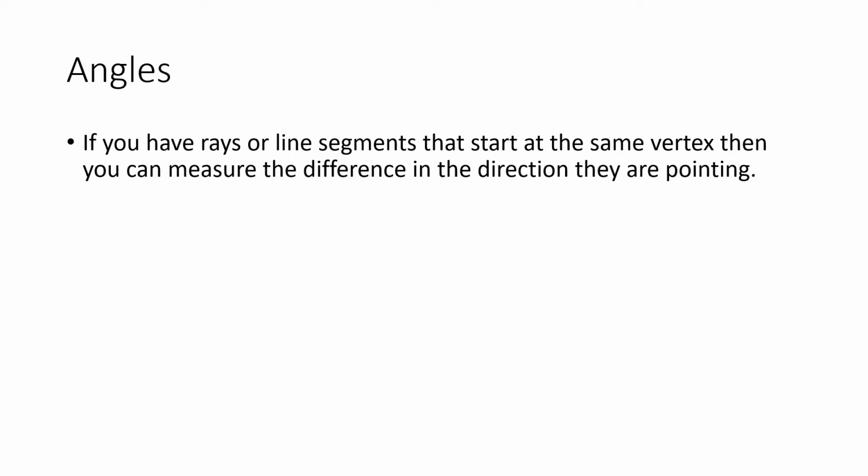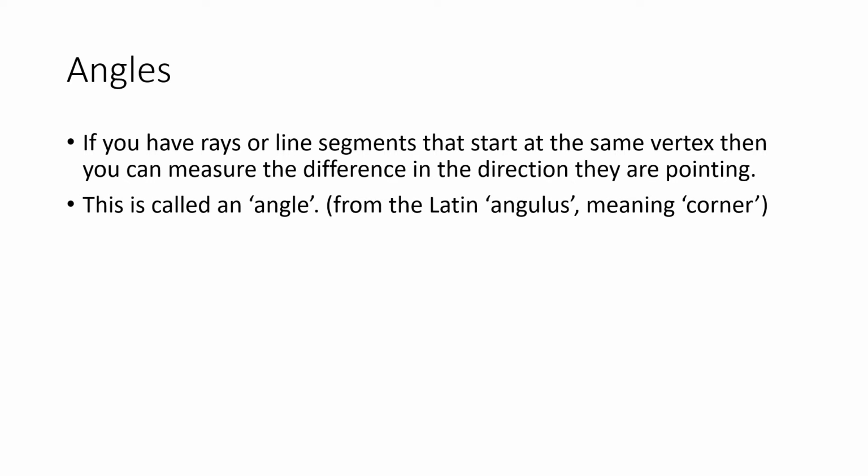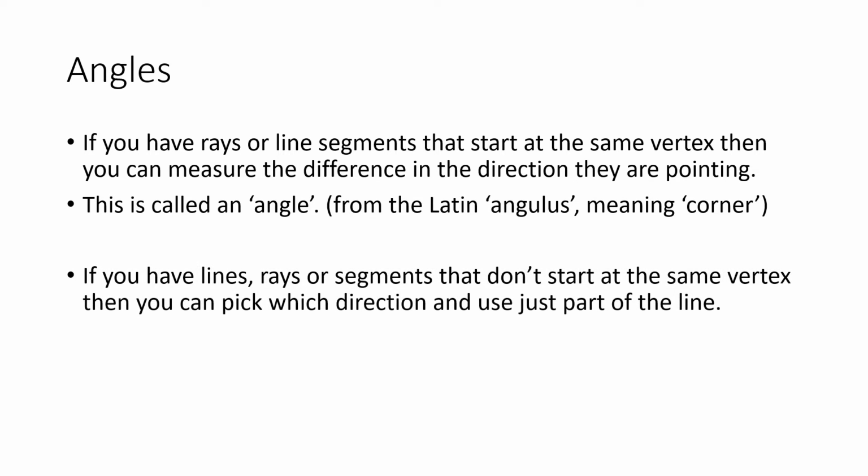Okay, angles. If you have ray line segments that start at the same vertex, then you can measure the difference in the direction they're pointing. So in other words, technically, angles only apply to ray line segments, not actual lines themselves. This is called an angle from the Latin word angulus. But although it doesn't apply to lines, really, you can kind of make it work.